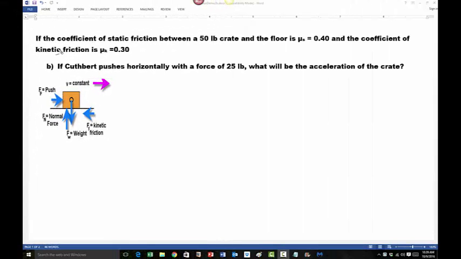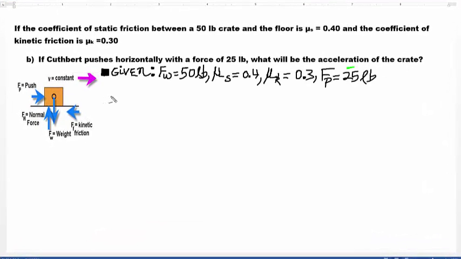If the coefficient of static friction between a 50-pound crate and the floor, mu sub s, is 0.40 and the coefficient of kinetic friction, mu sub k, is 0.30, part B: if Cuthbert pushes horizontally with a force of 25 pounds, what will be the acceleration of the crate? The givens. The weight force F sub W is 50 pounds.